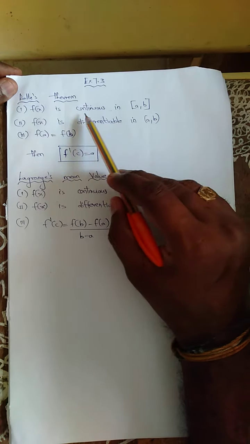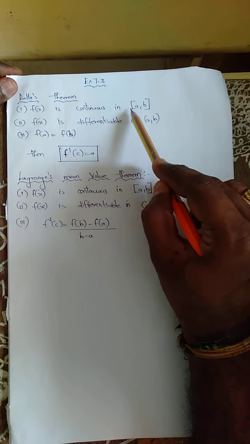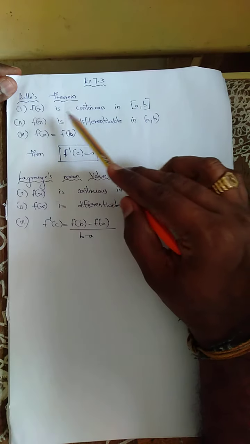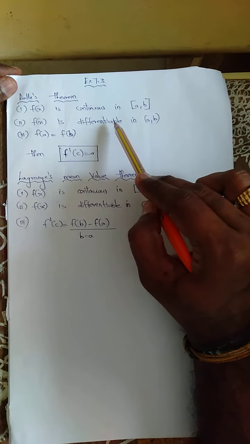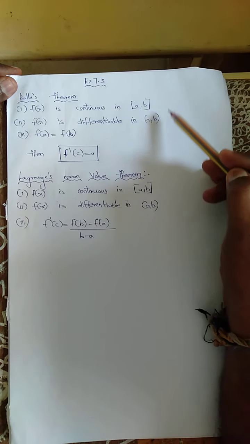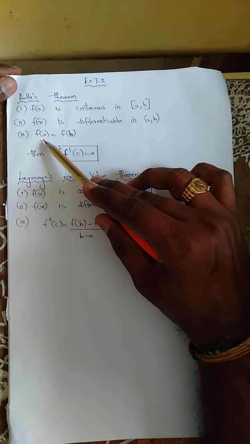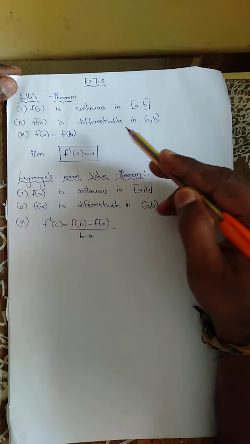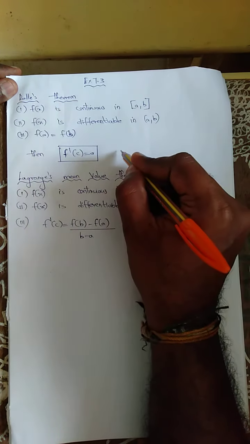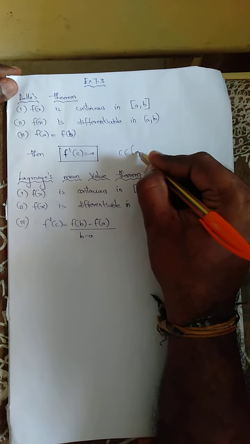What is the first concept? f(x) is continuous in the closed interval [a, b]. This is a closed interval a and b. Next, f(x) is differentiable in (a, b). This is an open interval (a, b). The third step is f(a) is equal to f(b). Then we can say f'(c) is equal to 0. This c should belong to (a, b).